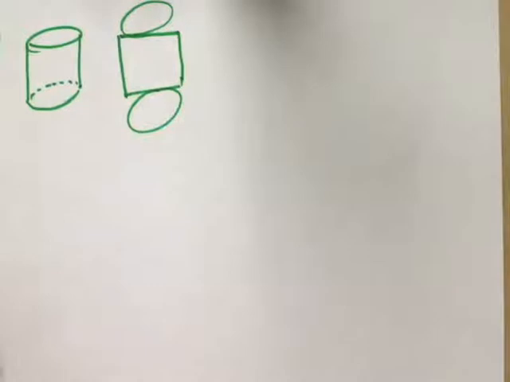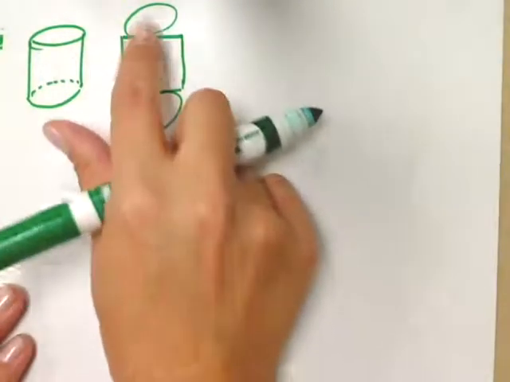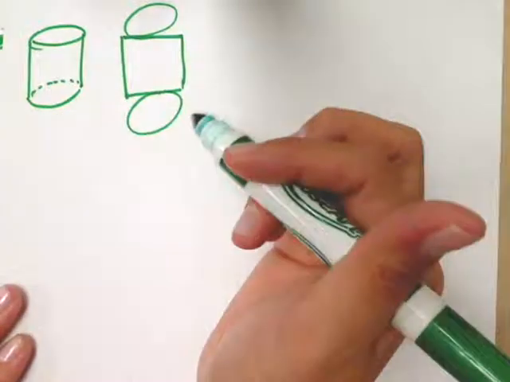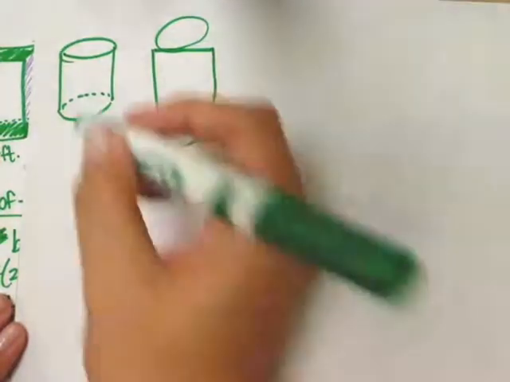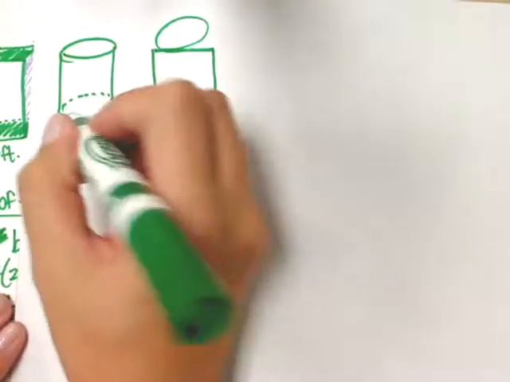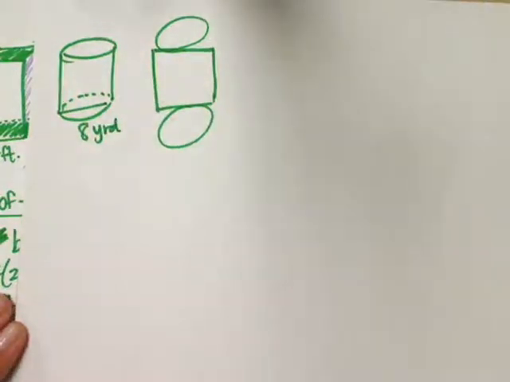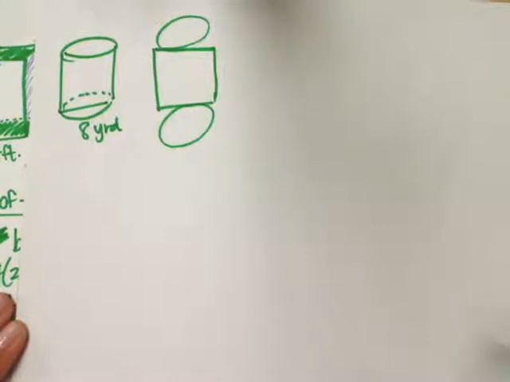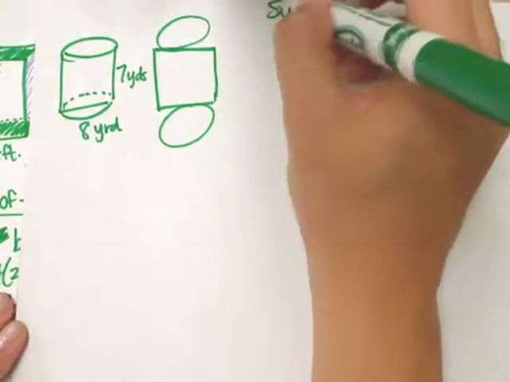Okay, and you can draw it a bunch of different ways, but the basic idea is that you'll be finding the area of the circles and then some kind of rectangle. My problem here shows 8 is my diameter, and it's yards. And it is 7 yards tall. So again, still finding surface area.